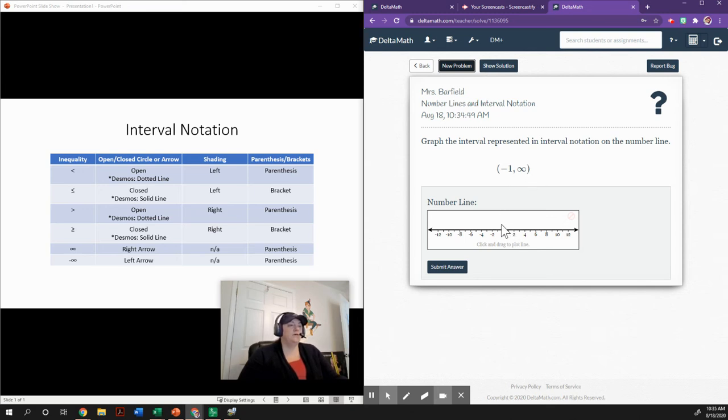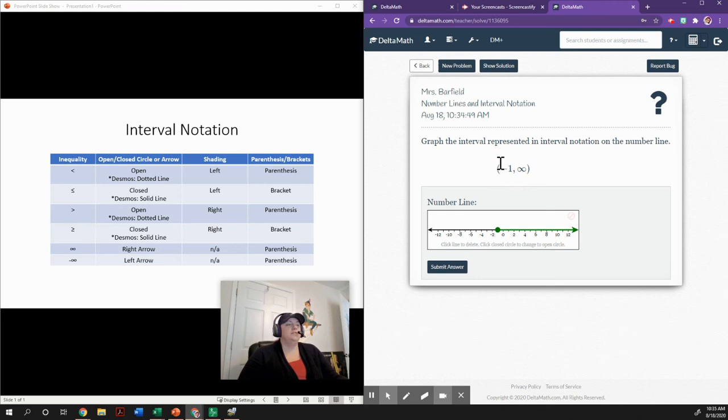So -1, so I'm going to put my cursor right here at -1, and I'm going to infinity. Well, in positive infinity, because there would be a negative sign. So negative infinity goes to the left, positive infinity goes to the right. So -1, I'll put my cursor, I'm going to drag until it pops into a green arrow. Okay. All right, so that's my -1 to infinity.